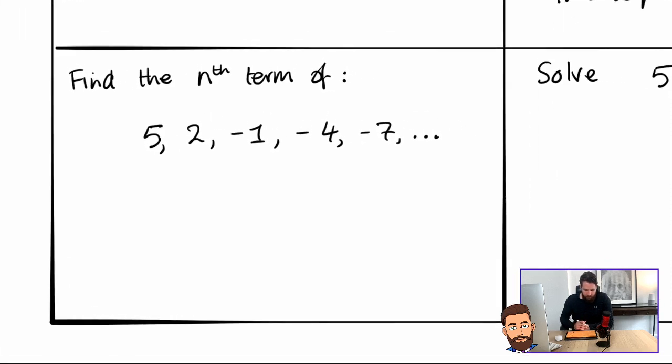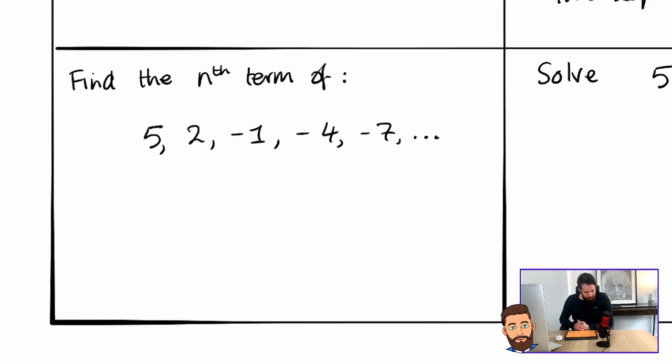Bottom left question, find the nth term of this sequence. Again, same steps, find out what the sequence is going up or down by. This one happens to be going down by 3, so each time it is minus 3. So we can write minus 3n. Whatever the term is going up or down by, we write in front of n.